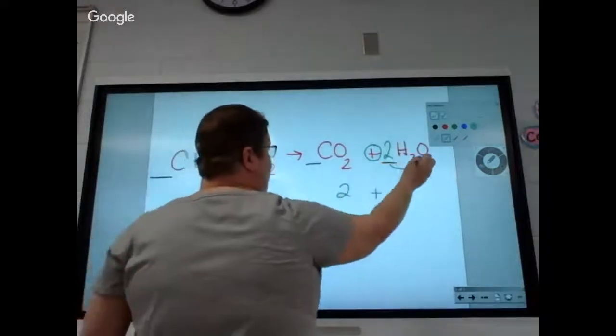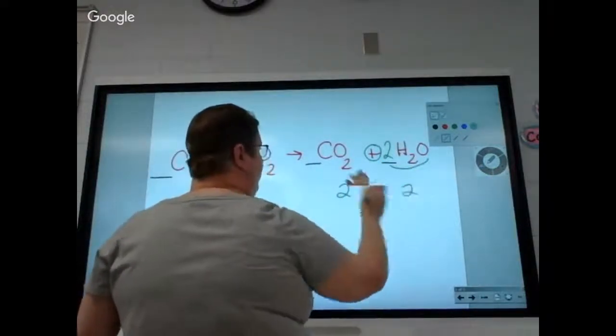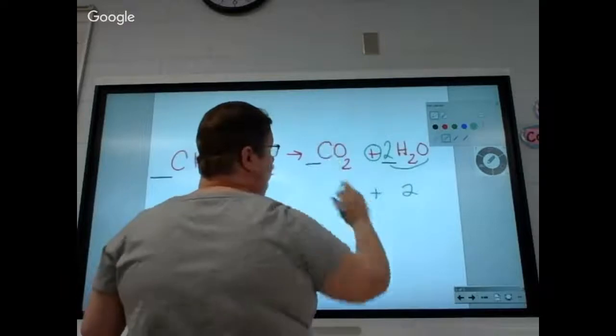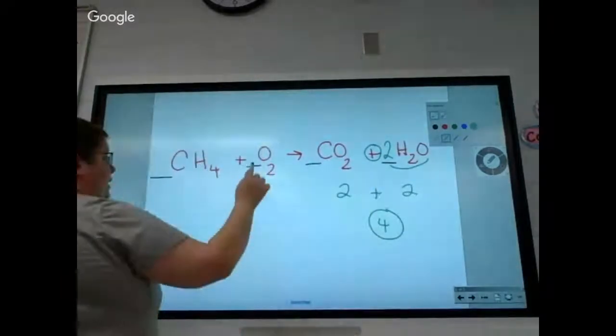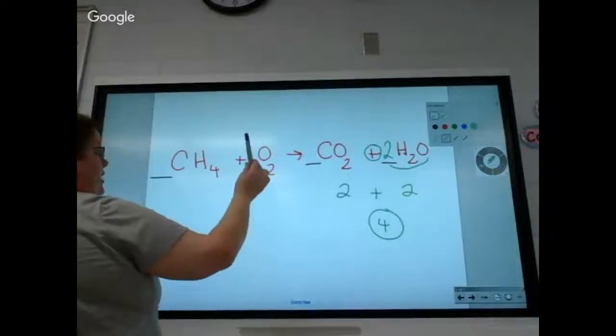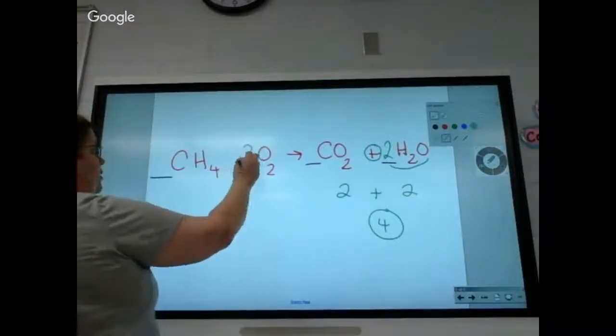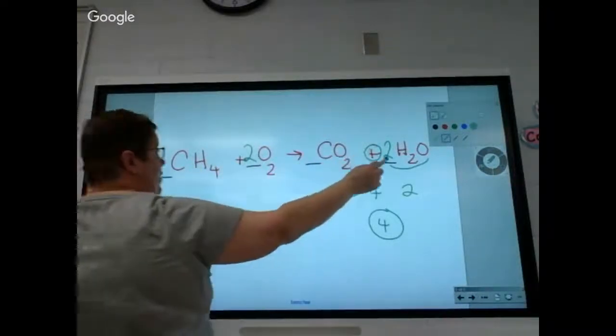Plus how many are in this compound? So I have a total of how many over here? So there's a total of 4 on this side. So I need how many here? So how am I going to get 4? So you'd have 2 here and 2 there.